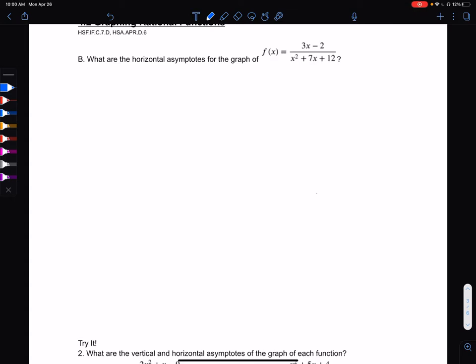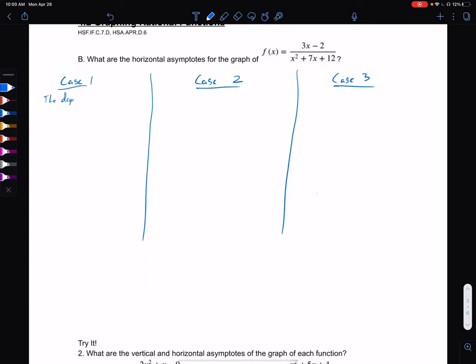The first thing we need to look at when finding horizontal asymptotes is there are three possible scenarios. We're going to call them case 1, case 2, and case 3. This is more notes than answering this question, but we need to go through these cases before we're going to be able to find the horizontal asymptotes. So case 1 is when the degree of the numerator is less than the degree of the denominator.